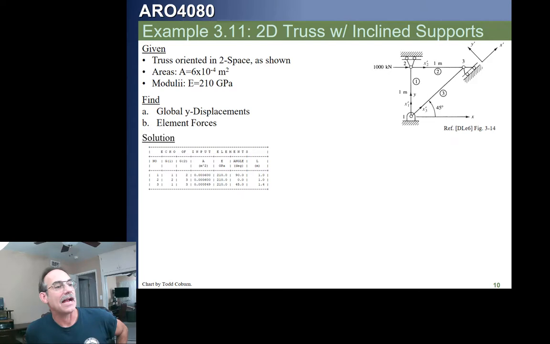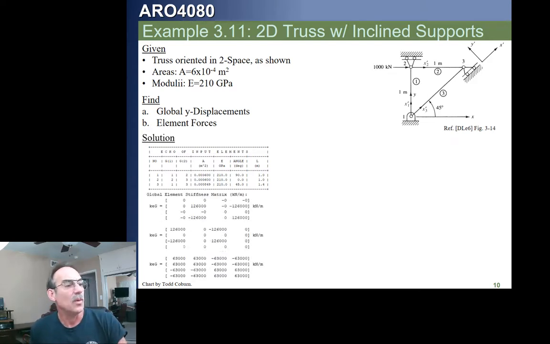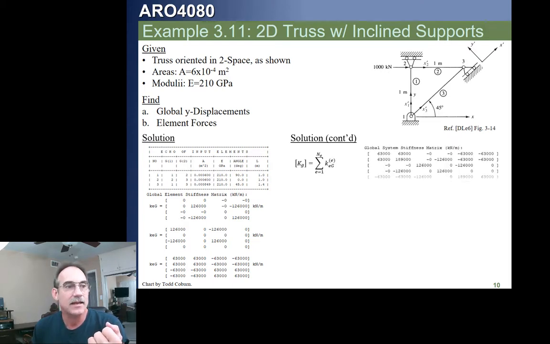First, I like to echo my input properties, my nodes, and my connectivity information. We then calculate our global stiffness matrix for each. This is the standard way we do this, right? This means we calculate the local coordinates, the local stiffness matrix for each element, and then we transform that by T2 star to get the global stiffness matrices. We then assemble our global stiffness matrix. That's what this is. We then are going to transform that.